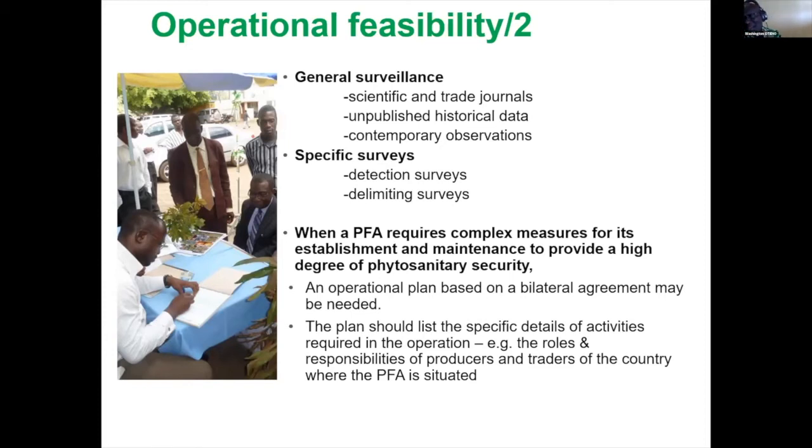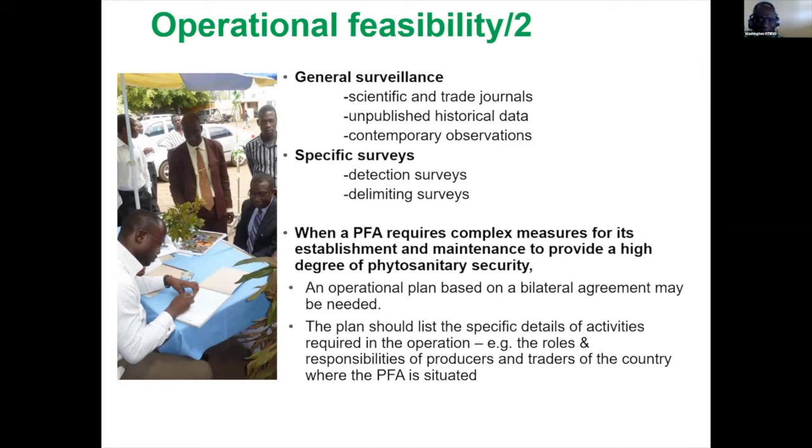Now, establishing a pest-free area can be simple, but it can also be very complex. The most important thing is that it should assure the trading partners of the phytosanitary security of what you export to them. So an operational plan needs to be drawn. Normally, most pest-free areas are recognized bilaterally. I remember way back in 2007, 2008, the IPPC Secretariat tried to develop an international mechanism for international recognition of pest-free areas. I don't think it worked.